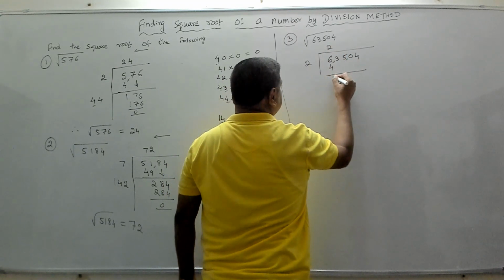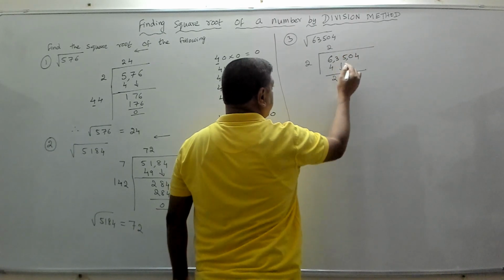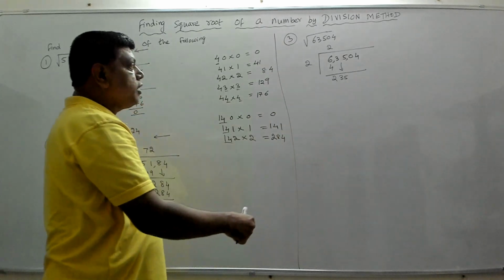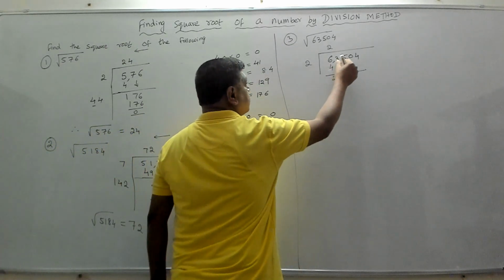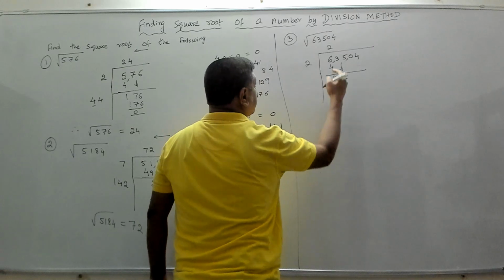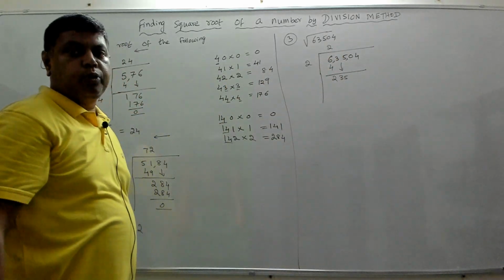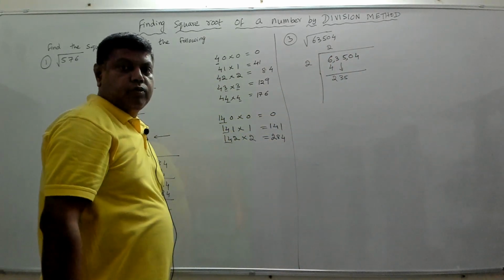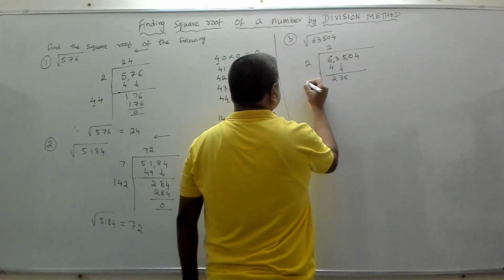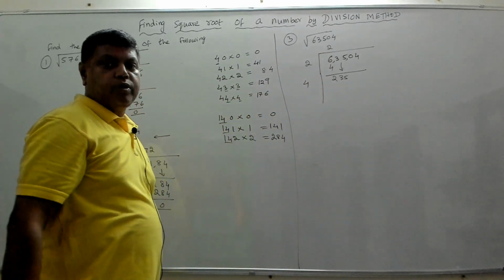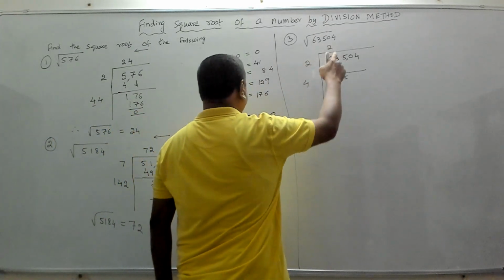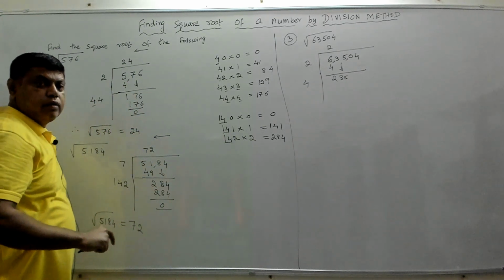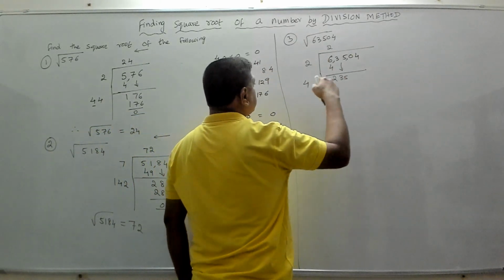Then 6 minus 4 is 2. Then we should bring this 35 down, both the numbers together. Don't bring only 3 alone; you have to bring the entire 35 down, and that is one pair. Then whatever number is here, you have to multiply that by 2. Here we have 2, so 2 into 2 is 4. Earlier we had 7 and we multiplied by 2 and got 14. Here 2, so 2 into 2 is 4.